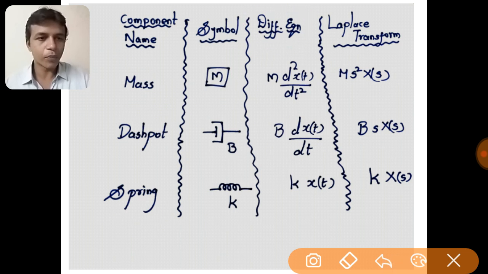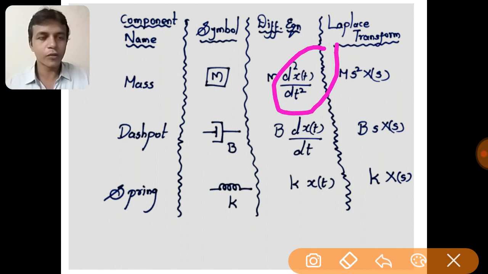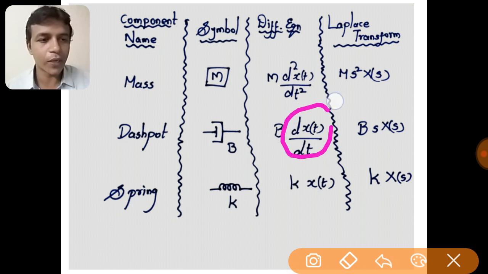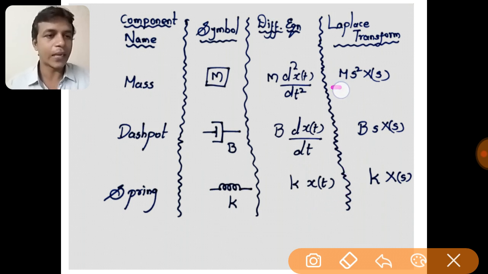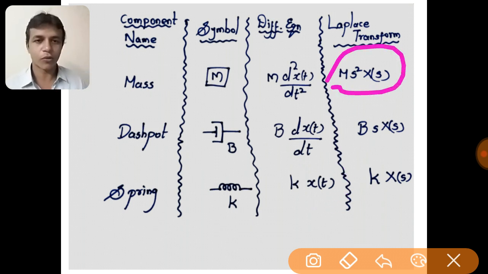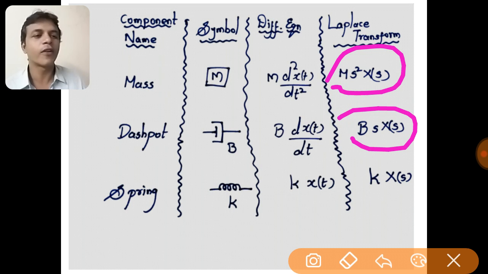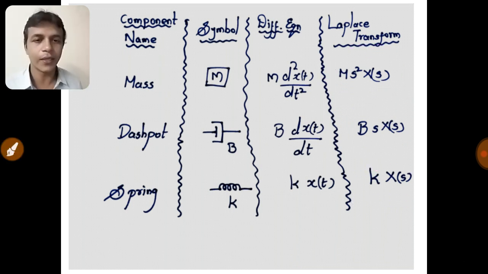Opposing force due to mass is directly proportional to acceleration. Opposing force due to dashpot is directly proportional to velocity. Opposing force due to spring is directly proportional to displacement. And upon applying Laplace transform to this, we get m into s square into x of s for opposing force due to mass. For opposing force due to dashpot, we get b into s into x of s. For opposing force due to spring, we get k into x of s, right?